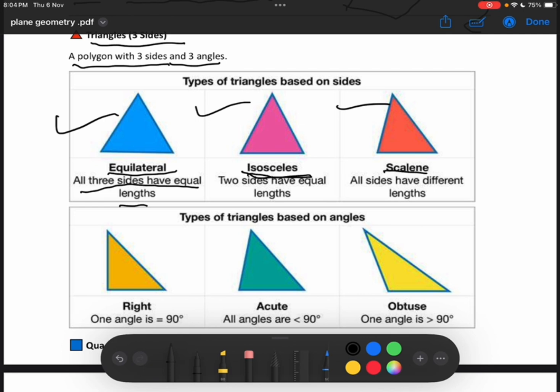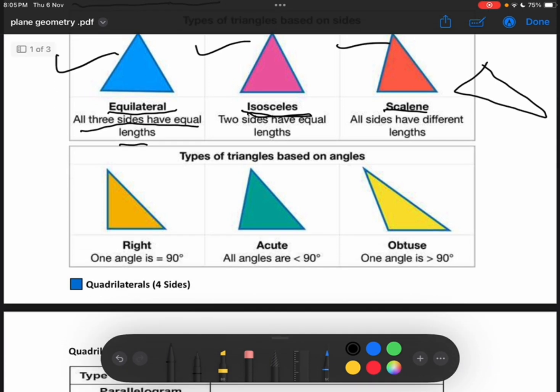And the last one is scalene. Scalene means in which all 3 sides are different. That is a very normal triangle, because here there is no specification like 2 sides being the same or angles. You can make a scalene triangle randomly.